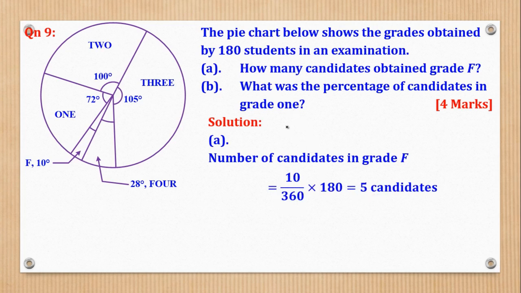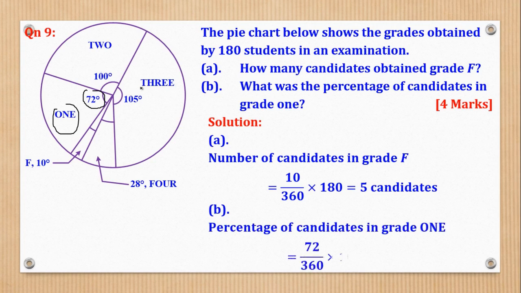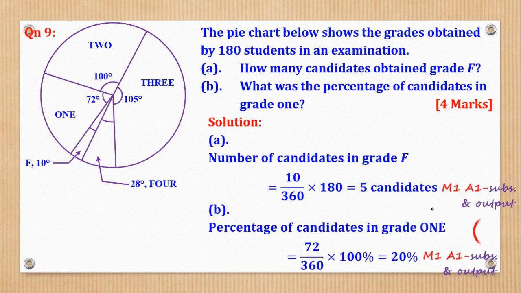Then part B, they said, what was the percentage of candidates in grade 1? So grade 1 is here, and the angle is 72, so meaning the fraction will be 72 over the total angle sum, which is 360. But they want percentage, so I multiplied by 100%, which gives you 20% as the required percentage. So substitution, output, substitution, output.